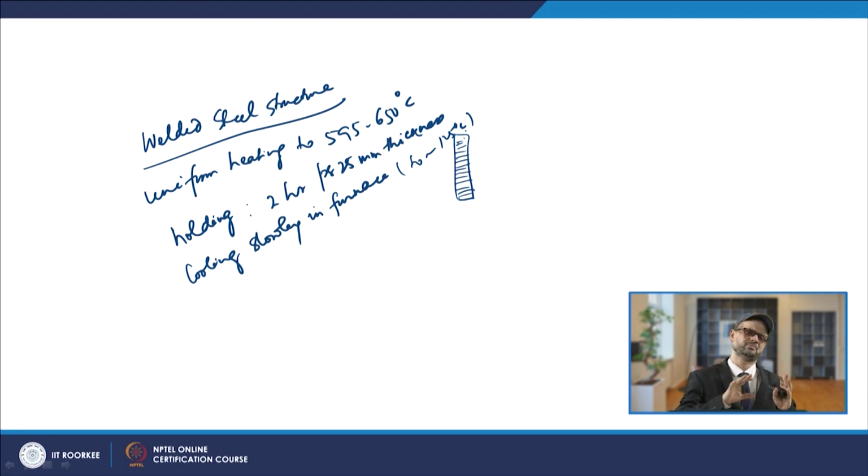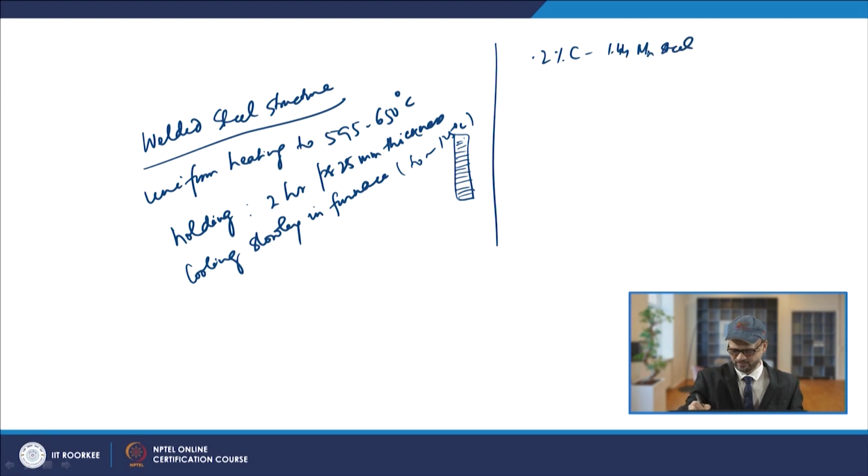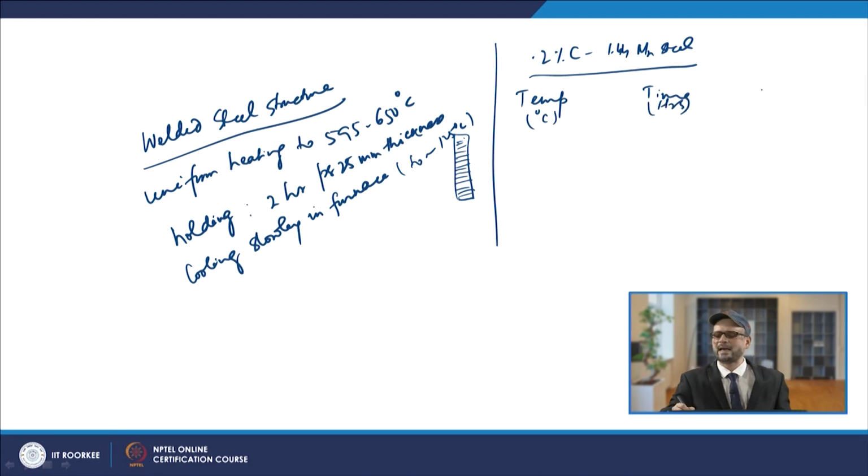if you change the timing of holding, in that case the percentage relief will be changing. So, for suppose a 0.2% carbon and 1.44 manganese steel, it has been seen that with different temperatures and holding times in hours, and the temperature in degree C, you will have some residual welding stresses remaining.